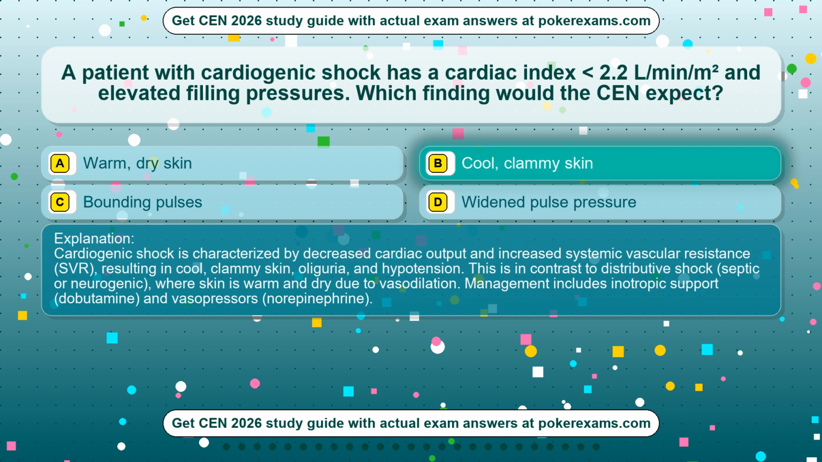Cardiogenic shock is characterized by decreased cardiac output and increased systemic vascular resistance, SVR, resulting in cool, clammy skin, oliguria, and hypotension. This is in contrast to distributive shock, septic or neurogenic, where skin is warm and dry due to vasodilation. Management includes inotropic support, dobutamine, and vasopressors, norepinephrine.